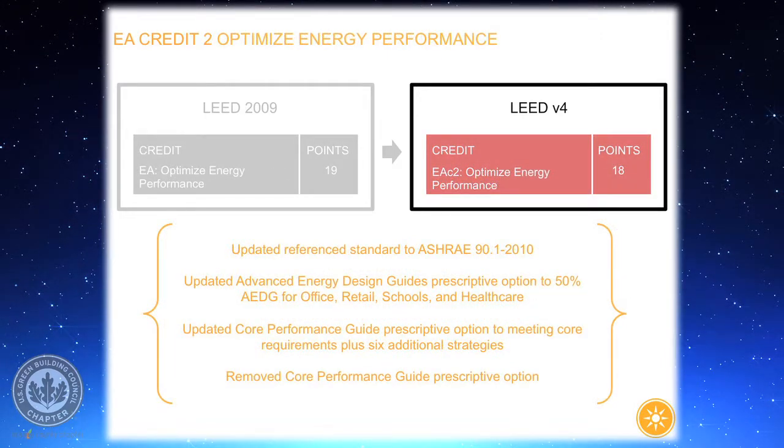Optimized energy performance in LEED v4 is worth 18 points. Again, aside from the changes to the reference standard, relatively minor changes otherwise, updates to the advanced energy design guidelines as well as the core performance guide.